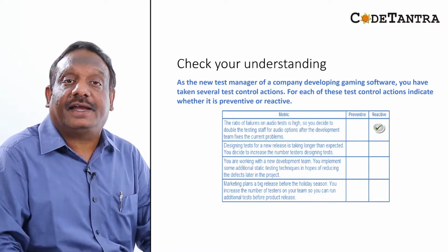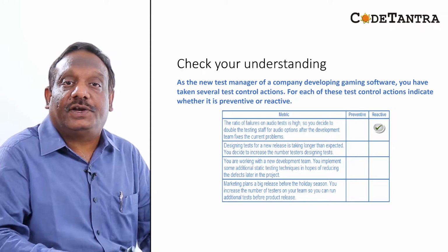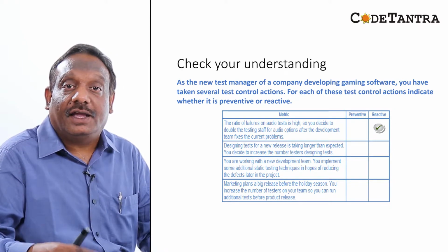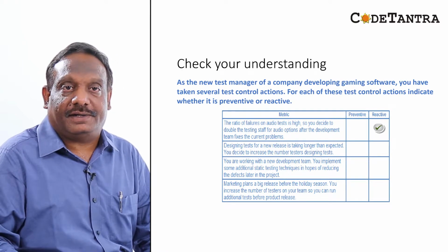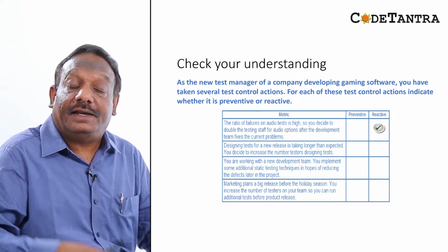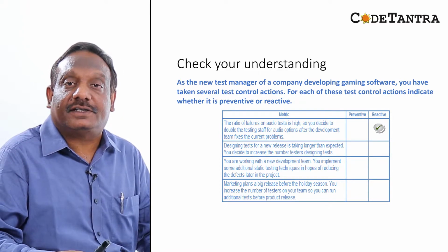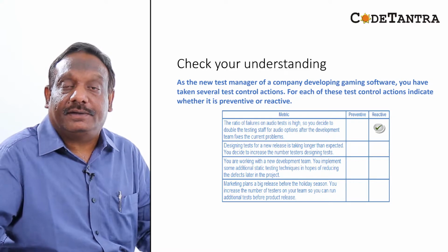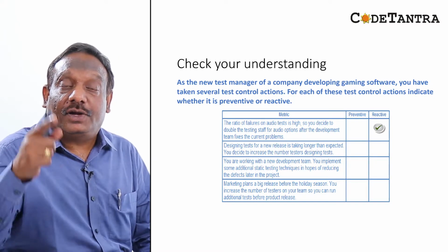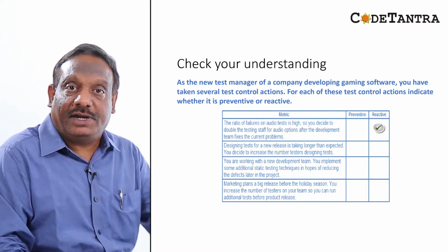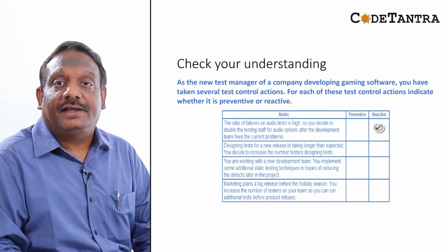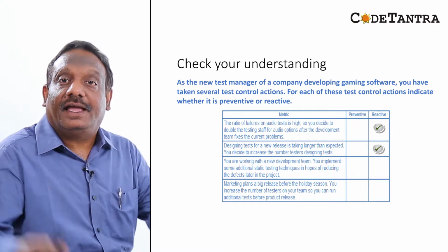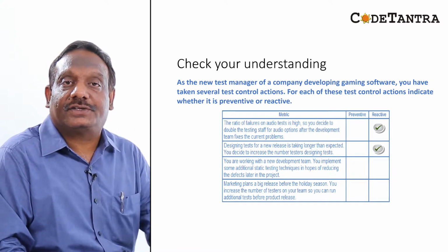So let's take the second one. Designing tests for a new release is taking longer than expected. You decide to increase the number of testers designing tests. So you found the schedule is slipping, and at that time you are taking a controlling action. So is it a preventive or a reactive one? Yes, you are right. It is a reactive controlling action.